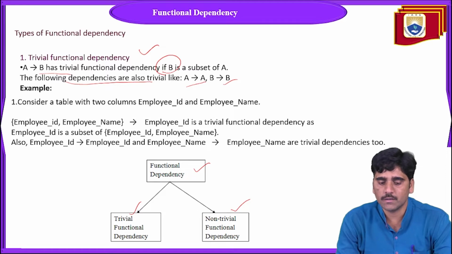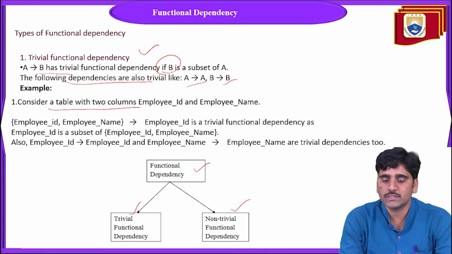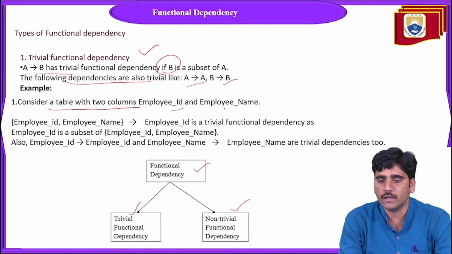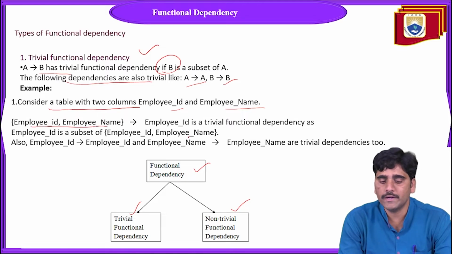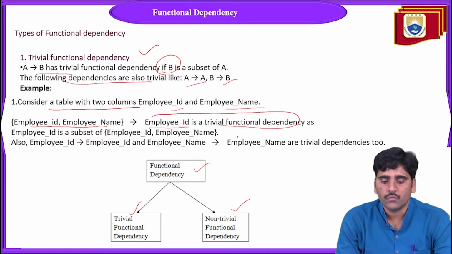We will see the example. So consider a table with two columns, employee ID and employee name. The employee table can have only two columns, employee ID and employee name. So the set {employee ID, employee name} → employee ID is a trivial dependency. We can retrieve the value employee ID from both of these.